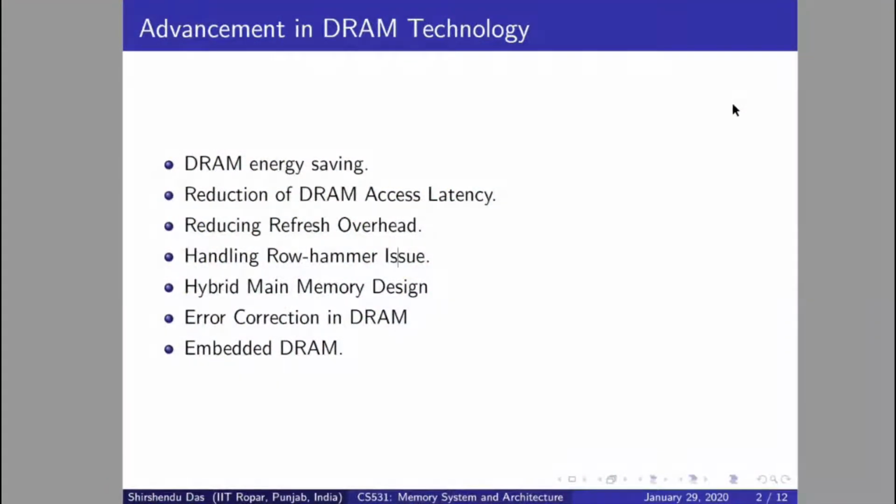Hello, welcome to lecture 20 of CS 531 Memory Systems and Architecture. From this week, we have started discussing the concept of main memories and the advancement in main memories. Basically, we'll discuss the advancement in terms of reducing the refresh overhead of main memories and how to handle the row hammer attacks.